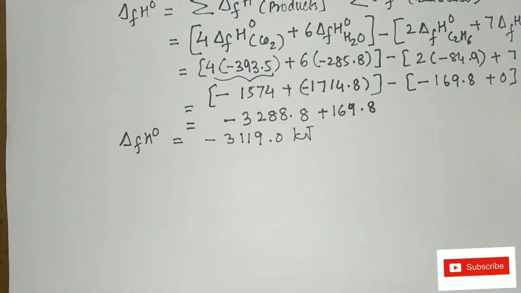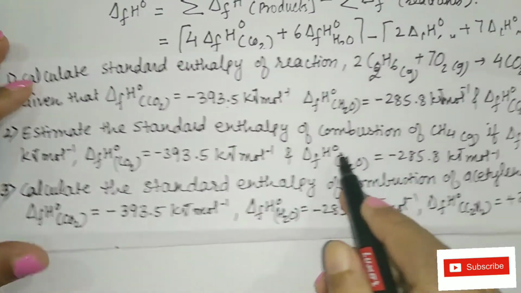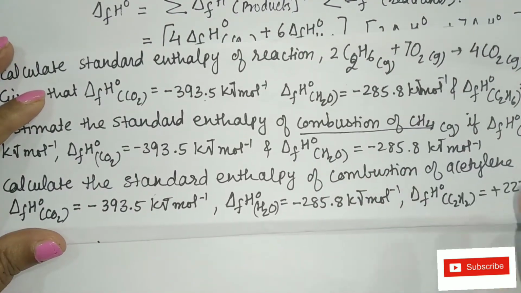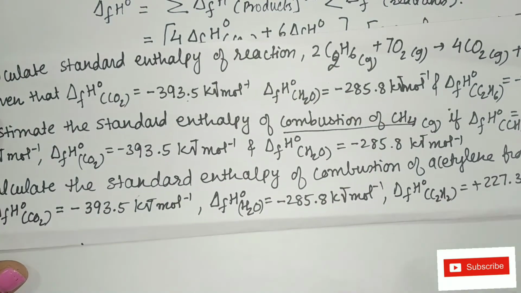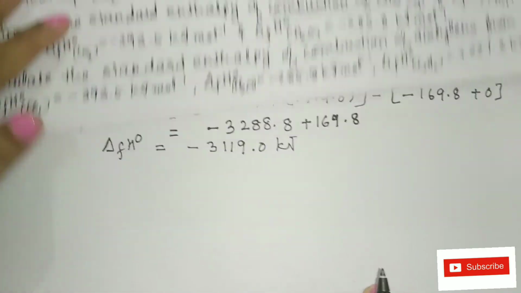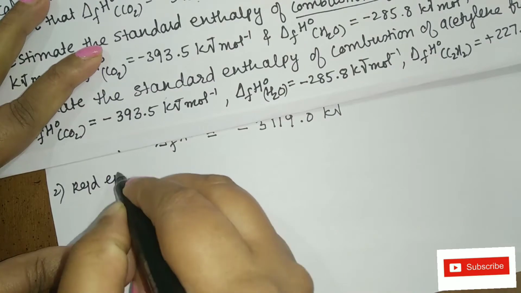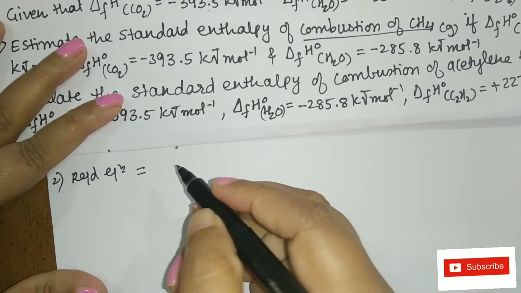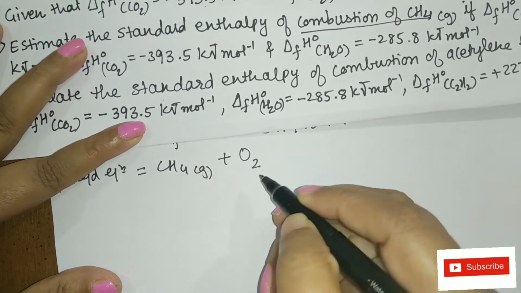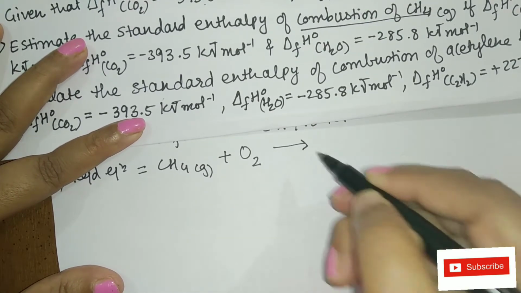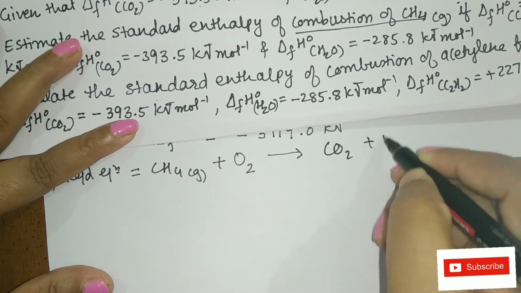Let us see the next problem. So students, for the next problem, estimate the standard enthalpy of combustion of methane. Now, if you see this particular problem, they have not given the required equation, so you have to create it. The required equation is the combustion of methane. If I take methane and burn it in oxygen, that is the combustion reaction. Always remember the combustion products of any hydrocarbon are carbon dioxide and water.